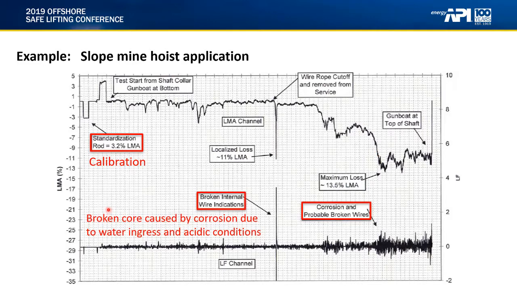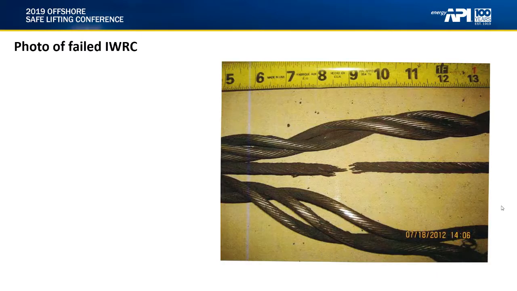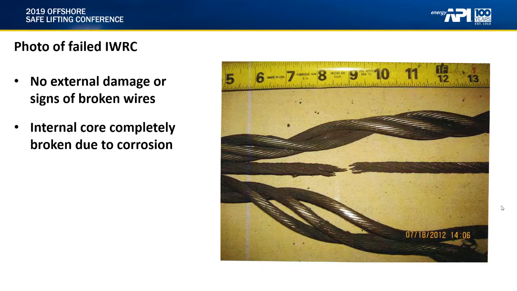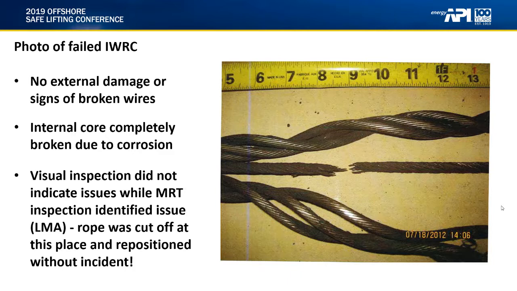Then a visual inspection occurred which revealed a broken core which was caused by corrosion due to water ingress and acidic conditions by the mine. Here's a photo of the failed IWRC rope. There were no external damage or signs of broken wires during the visual inspection. The internal core was completely broken due to corrosion. Visual inspection did not indicate issues, while MRT inspection identified this issue through the LMA chart. The rope was cut off at this place and repositioned on the drum without incident.